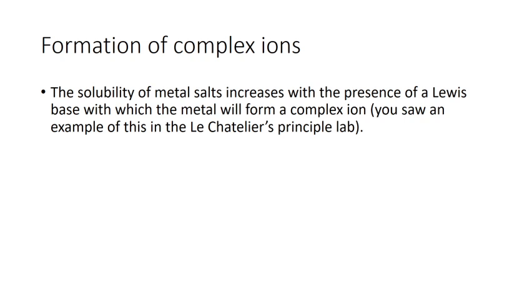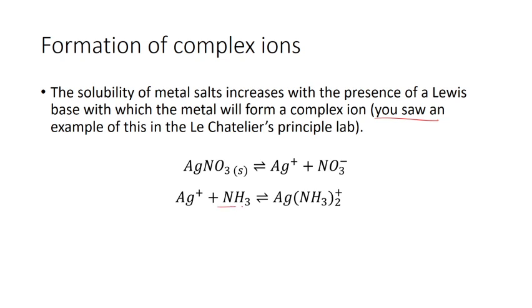So this also plays into formations of complex ions. The solubility of metal salts increases with the presence of a Lewis base with which the metal will form a complex ion. And as I say here, you saw this in the Le Chatelier's principle lab that we did. So if we take this reaction where we're dissolving silver nitrate, which was one of the things dissolved in the lab, and you add ammonia to it, you are producing a silver ammonia complex.